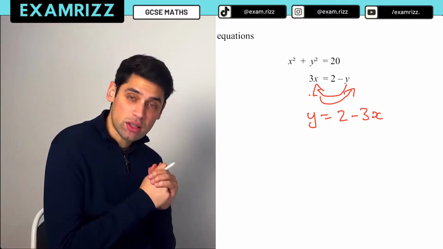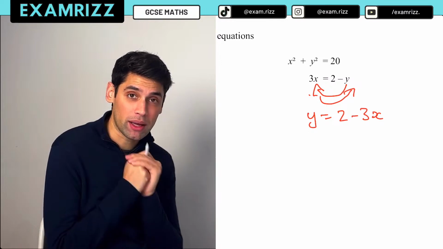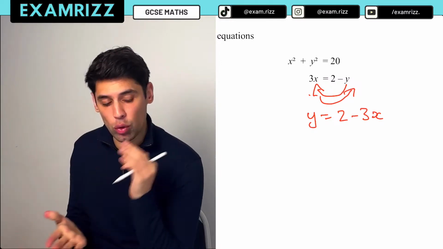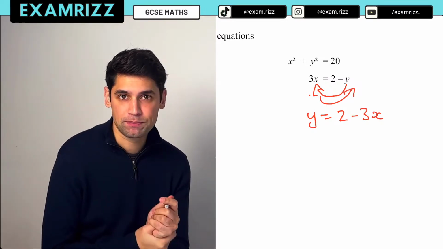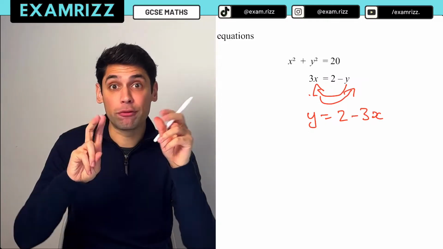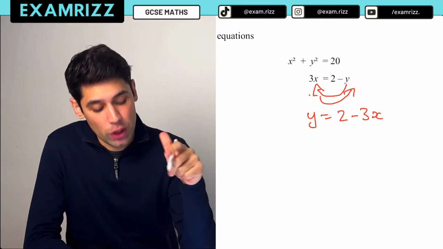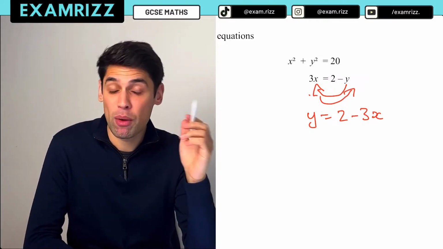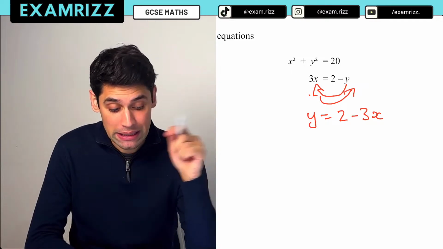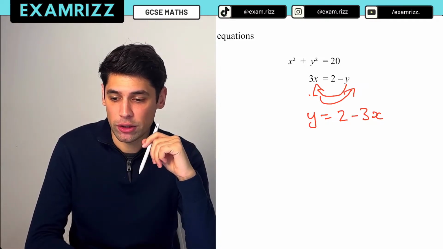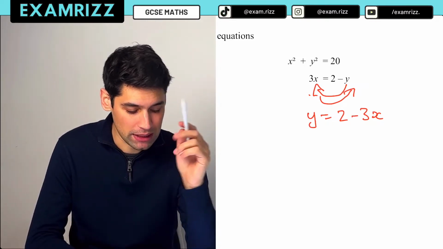Now, this is the first time one of our values that we're plugging in, whether it be the x or the y, has a coefficient. By coefficient, we mean the number in front of. The coefficient of x here is minus 3, meaning when we expand this, it's going to become a very large x squared value. So let's see what we do with this one.